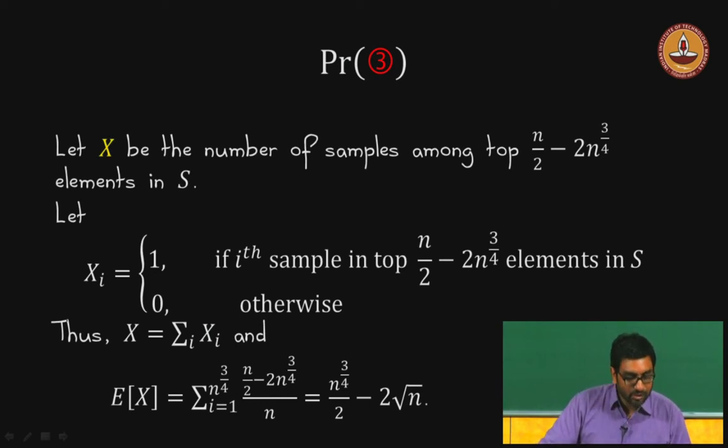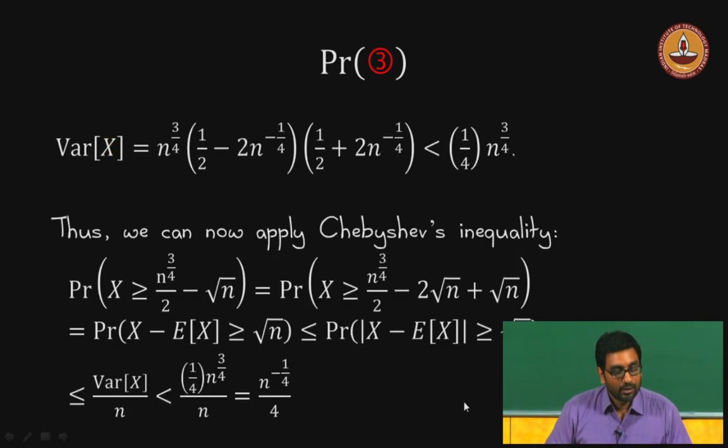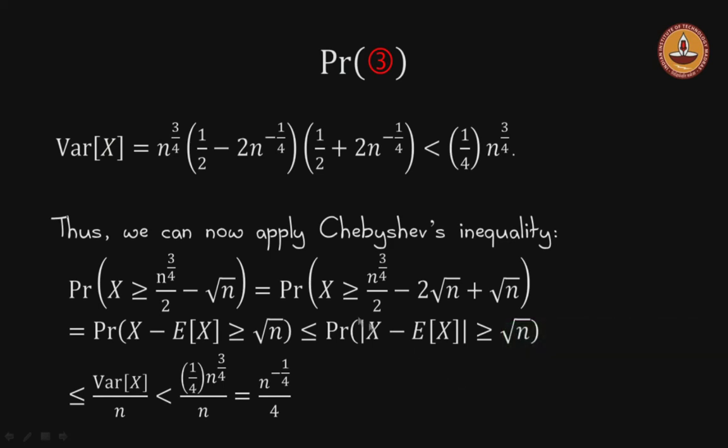So, your expectation of X is simply the summation of the individual expectations, but here we need to be careful. What is the expectation of the Xi? It is the probability that a sample will fall in the top n/2 minus this 2n^(3/4) region. And what is that probability? It is (n/2 minus 2n^(3/4)) divided by n. And if you work it out, you get this quantity n^(3/4)/2 minus 2 square root of n. Now, the variance similarly can be computed.